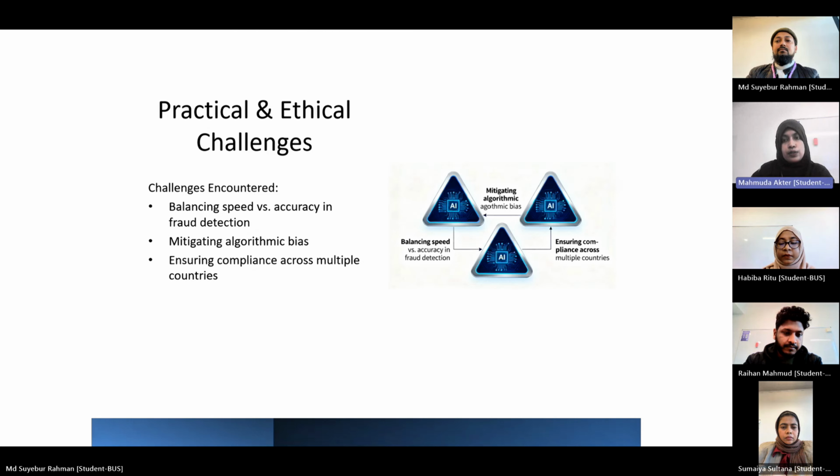However, implementation was not easy. We identified three major challenges represented by this triangle: speed versus accuracy. It is a constant battle to make the system fast without missing fraud. Algorithmic bias: we must actively prevent the AI from learning discriminatory patterns from historical data. Global compliance: ensuring the system follows the laws of multiple different countries simultaneously is a massive operational hurdle.